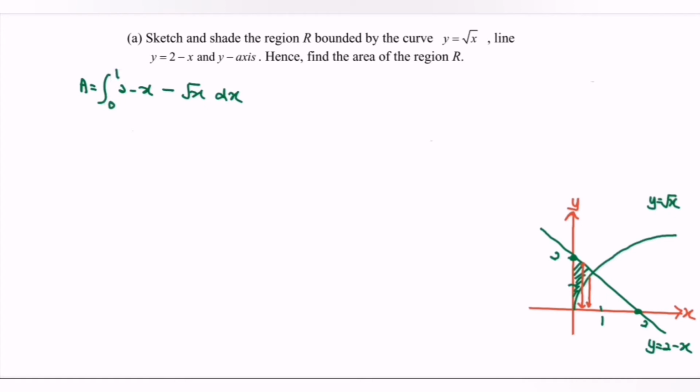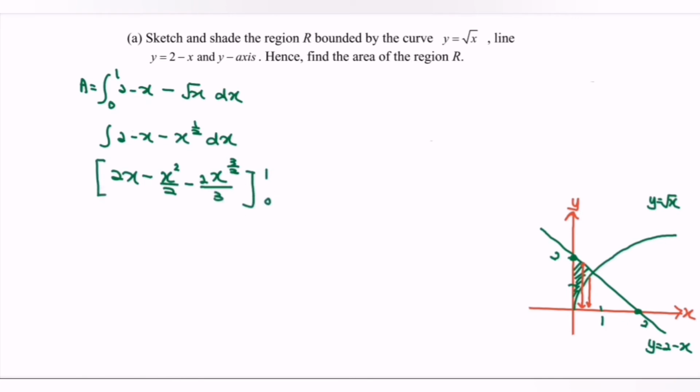Next, what we have to do is to modify the situation. So integrate 2 minus x to the power 1 over 2 with respect to x. Integrate: 2x minus x squared over 2 minus x to the power of 3 over 2, so here we will have 2 over 3, for the limits 1, 0. If we substitute the value 1, we will have 2 minus 1 over 2 minus 2 over 3. If we substitute 0, we'll obtain 0. Kindly make use of the calculator. So the area will be equal to 5 over 6 unit square.